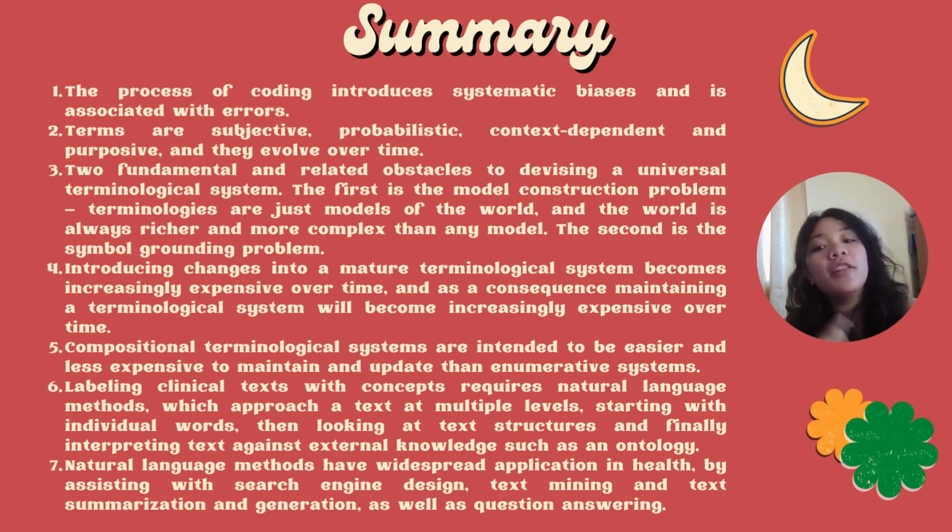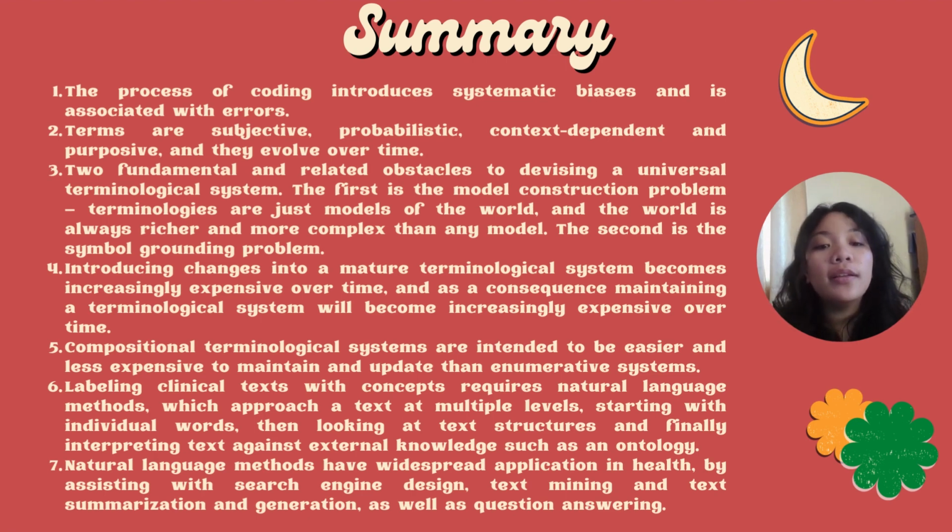So, before we finish, let's go over what we just discussed. First, the process of coding introduces systematic biases and is associated with errors. Second, terms are subjective, probabilistic, context dependent, purposive, and they evolve over time. Third, there are two fundamental and related obstacles to devising a universal terminological system. The first is the model construction problem. Terminologies are just models of the world, and the world is always richer and more complex than any model. The second is the symbol grounding problem.